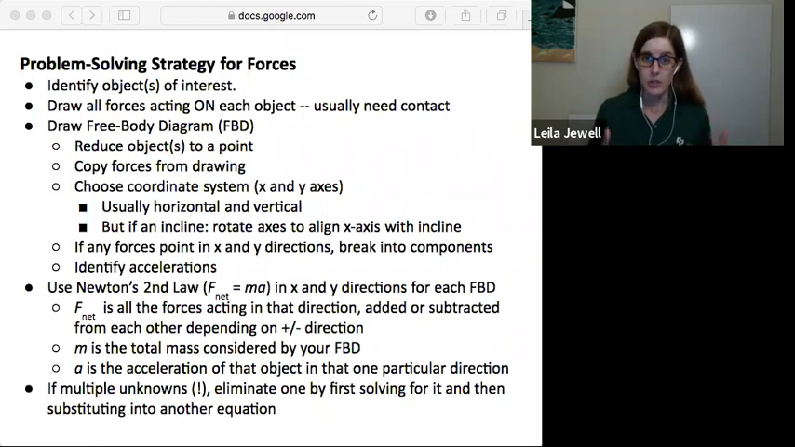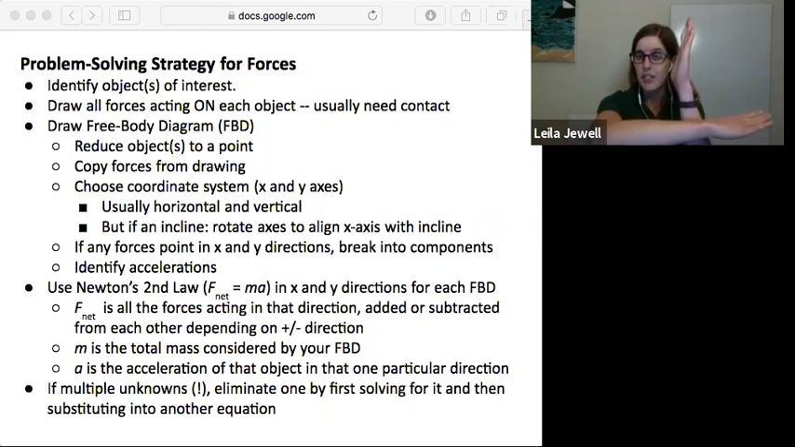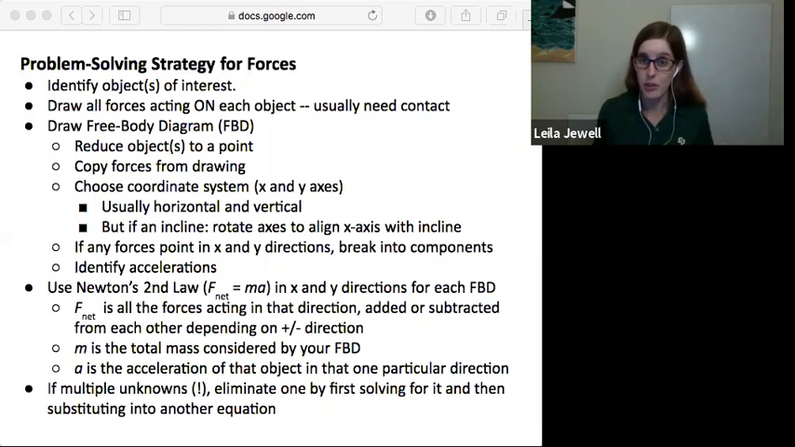Choose a coordinate system of x and y axes. Usually it's just going to be horizontal and vertical, or a classic coordinate system. But if it is an inclined plane, you'll usually rotate your axes to line up with the inclined plane. If any forces point in both the x and the y directions, you want to break them down into components, right? So if there's one that's some combination of x and y, you want to figure out how much of it is in the x direction, how much is in the y direction. Finally, identify any accelerations. Is it accelerating along the ramp? Is it stationary? Is it moving at constant velocity with no acceleration? These are all good considerations.